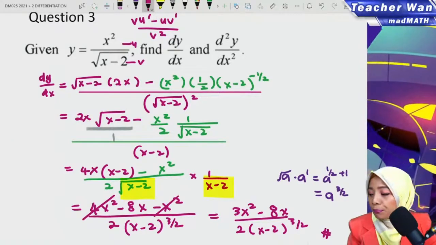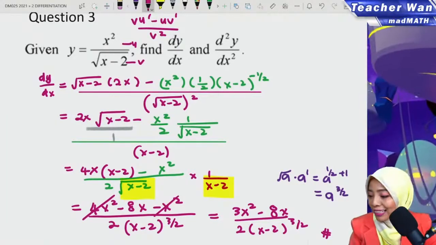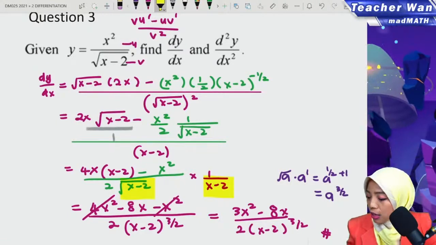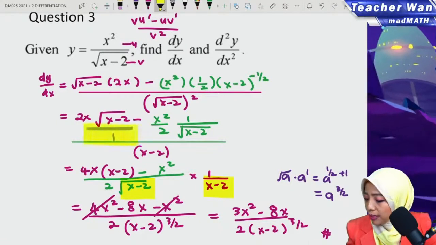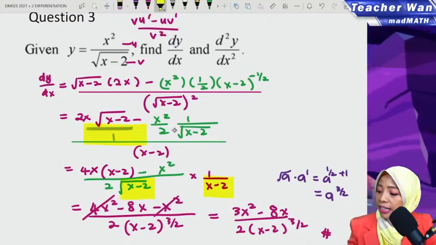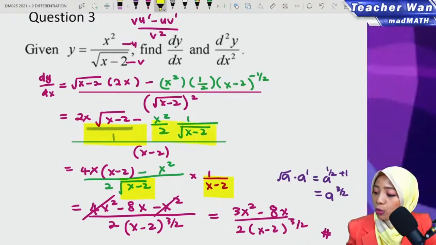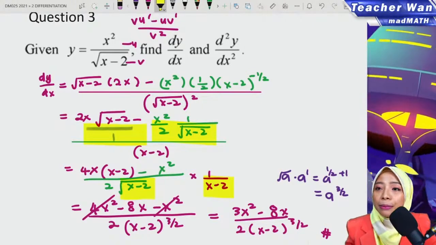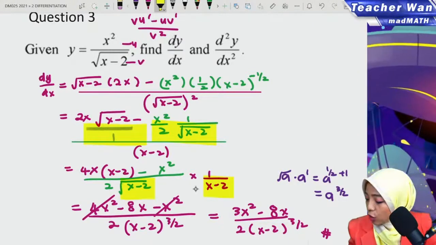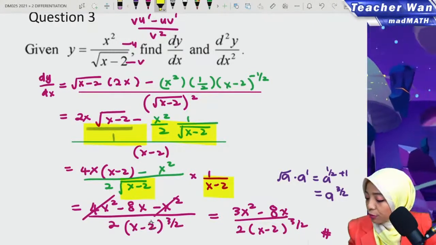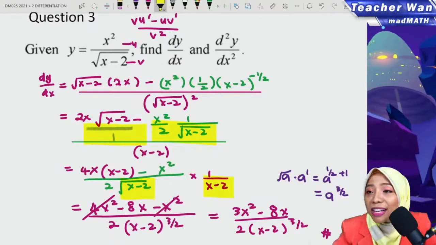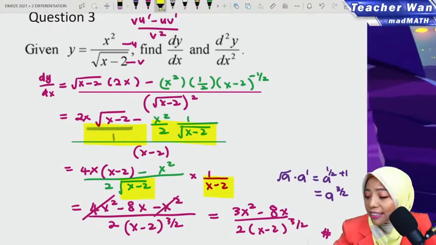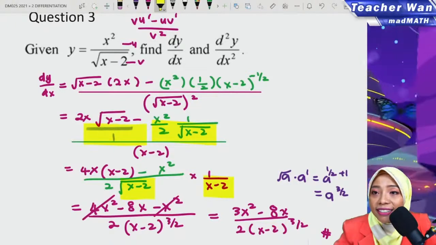Okay. What I want to highlight here is, again, don't forget to multiply the function in the denominator. You have to equalize the denominator. And then later on, you have to expand and then simplify until you manage to get the correct final answer. Okay?